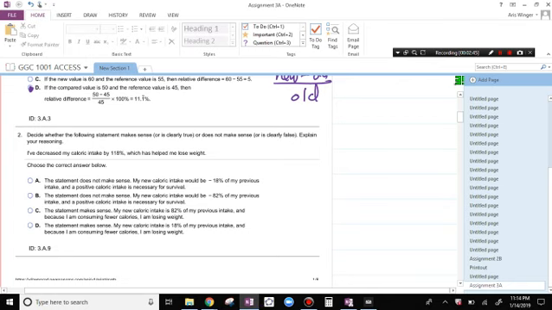Decide whether the following statement makes sense or is clearly true, or does not make sense or is clearly false. Explain your reasoning. I decreased my caloric intake by 118%. Well, I only have 100% caloric intake, so I can't subtract more than the total amount of what I had. The statement does not make sense. My new caloric intake would be negative 18% of my previous intake. So it's A.